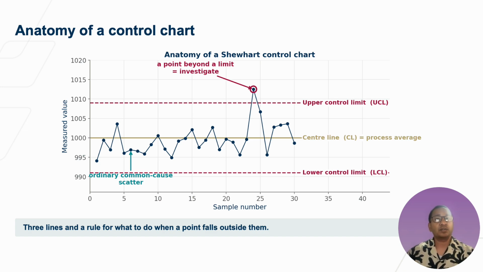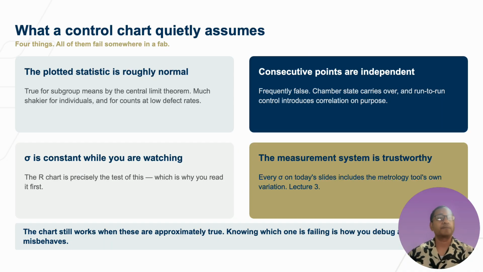The upper and lower control limits sit at plus and minus 3 sigma of the plotted statistic. Note the phrase: of the plotted statistic. If you're plotting subgroup means, it is 3 sigma of the mean, which is 3 sigma over square root n. That factor is the whole reason subgrouping helps. The rule: a point outside a limit is a signal to investigate. Everything else is common cause noise and you leave it alone. The restraint is half the value of the chart.